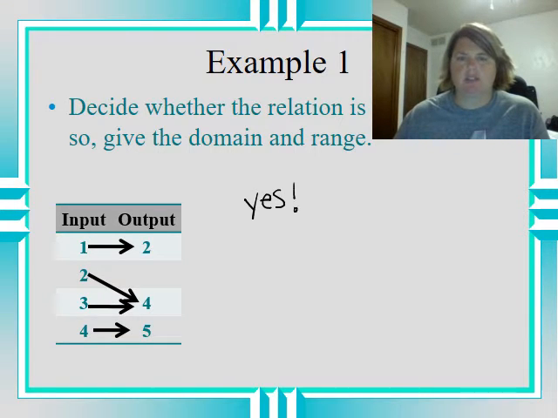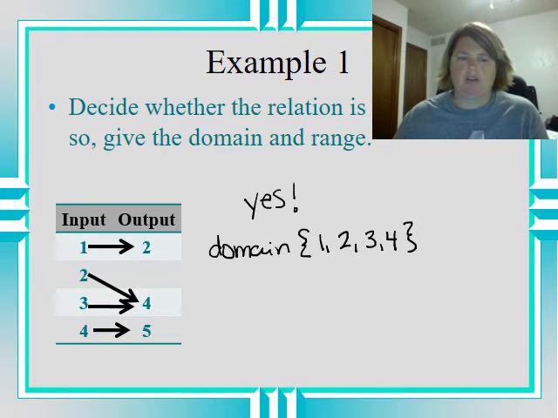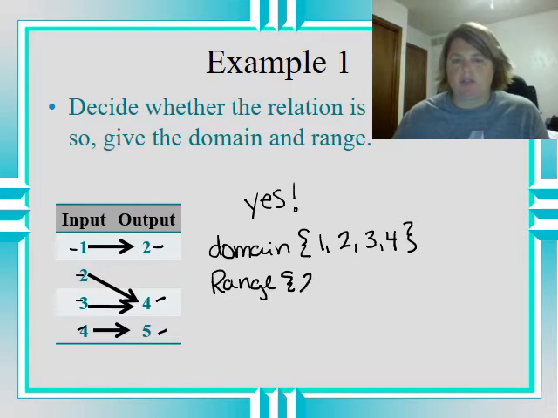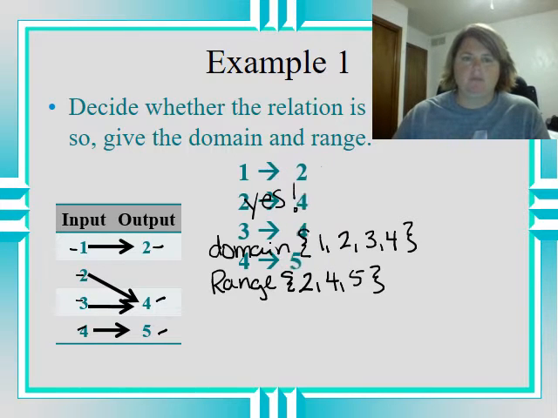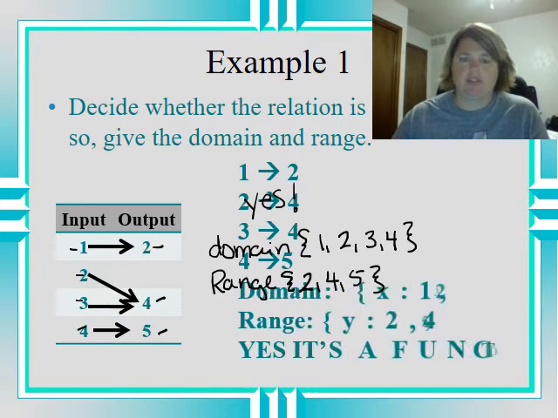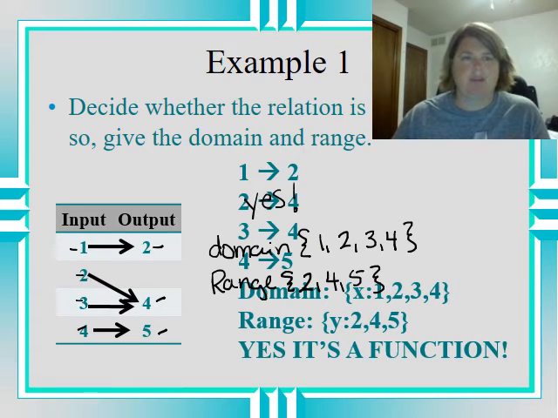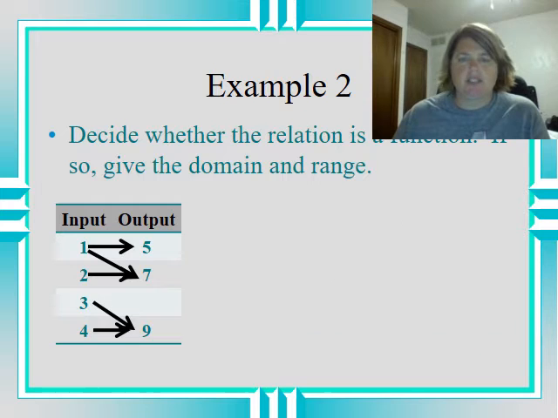This is a function. The domain is the input values, and we use set notation. So it's 1, 2, 3, 4, because those are the input values. The output values are the range, and that's 2, 4, 5. Even though 2 maps to 4 and 3 maps to 4, you don't have to write 4 twice. So it's 2, 4, 5. But look, we were right. Yay us.